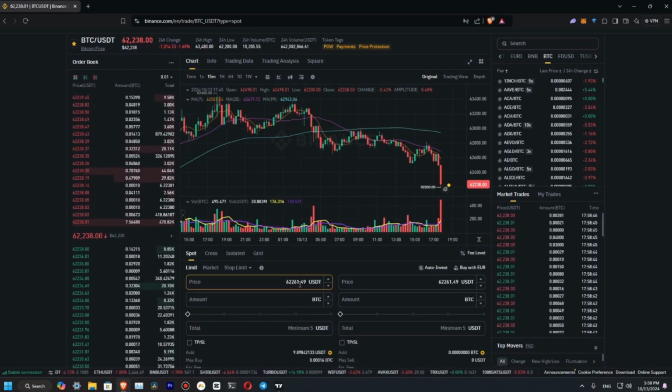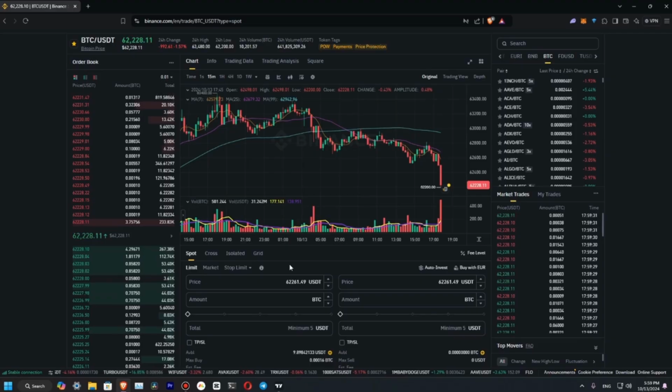What is an order? An order is simply a command you give to the exchange to buy or sell an asset. There are several types of orders you can place, so let's explore the key ones. The most popular order is the limit order. A limit order allows you to set a specific price at which you want to buy an asset. However, it's important to note that the completion of a limit order is not guaranteed. So here's how it works.